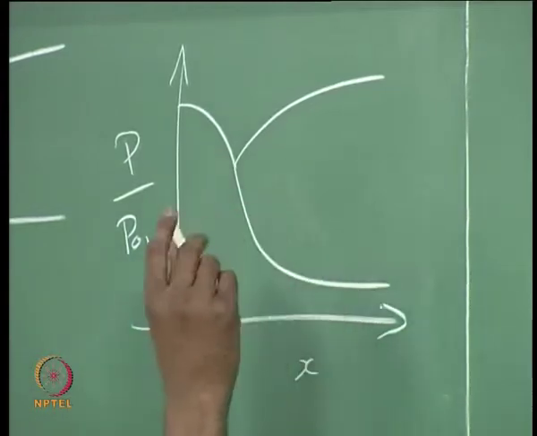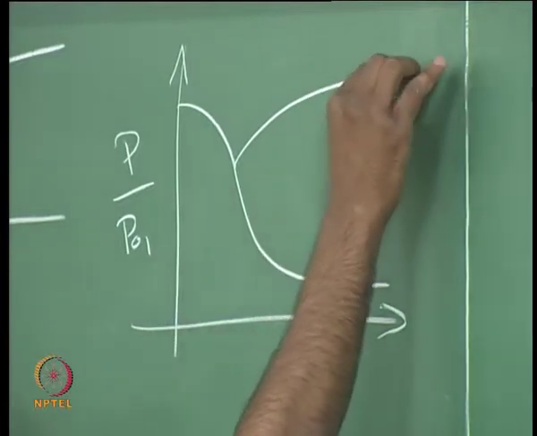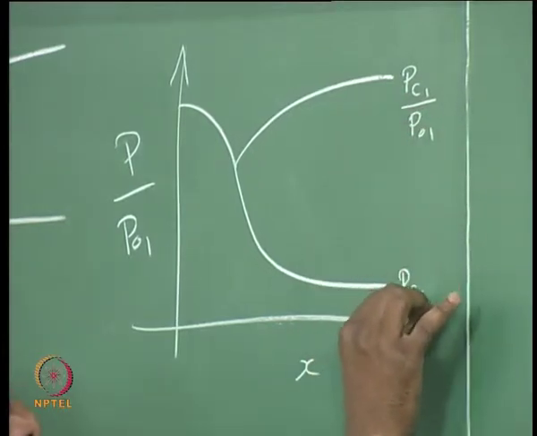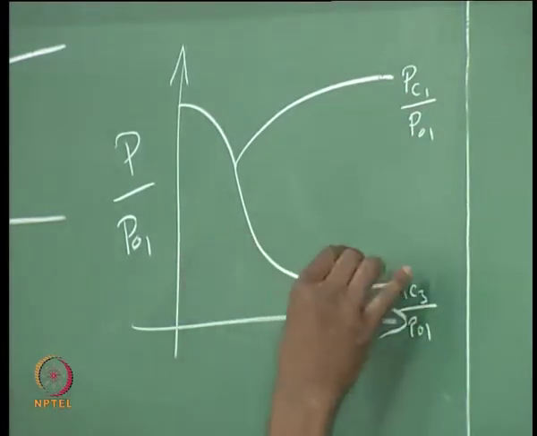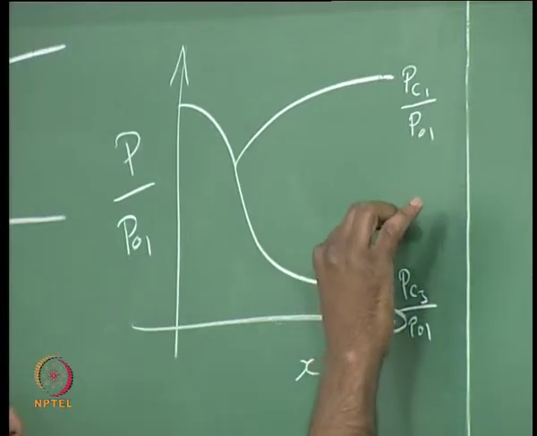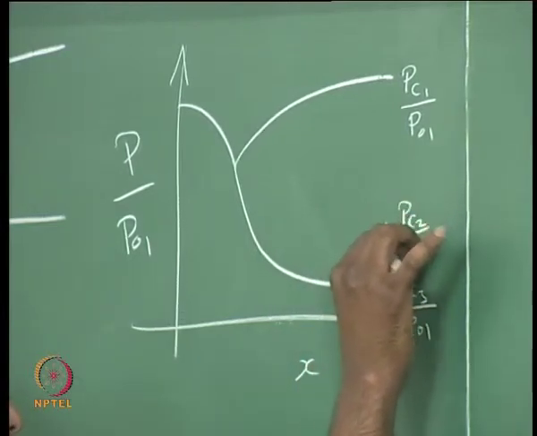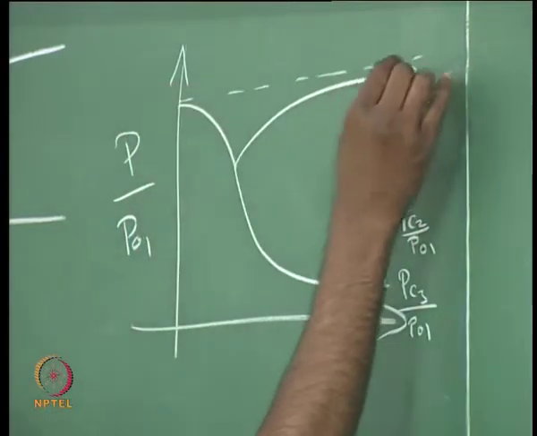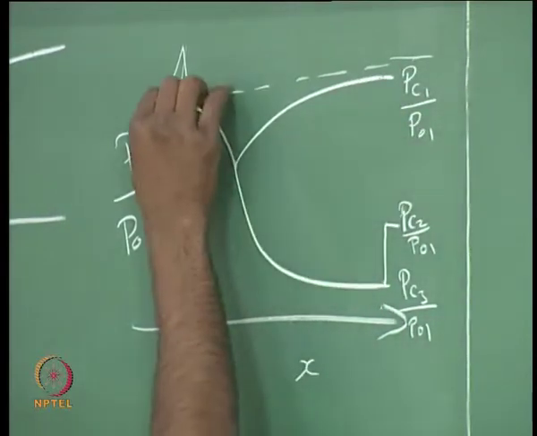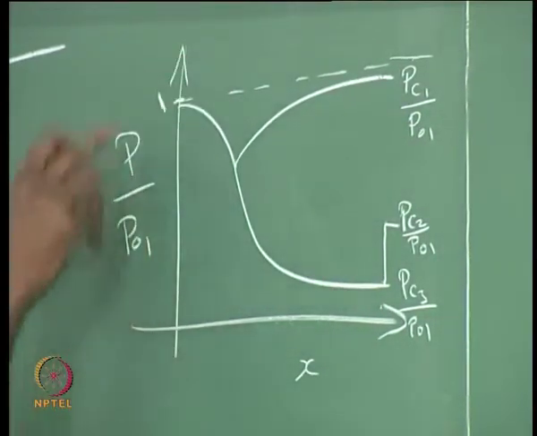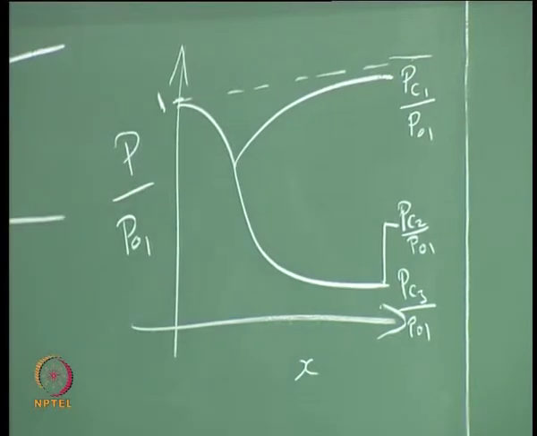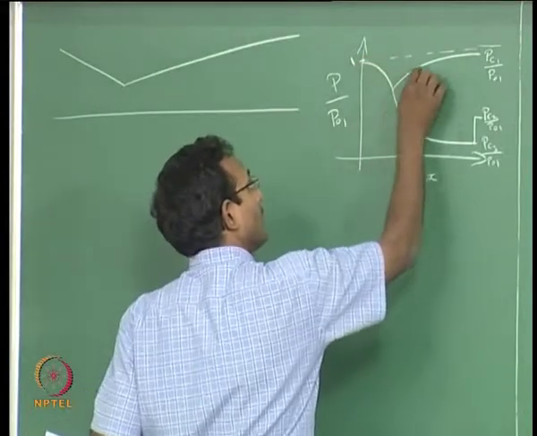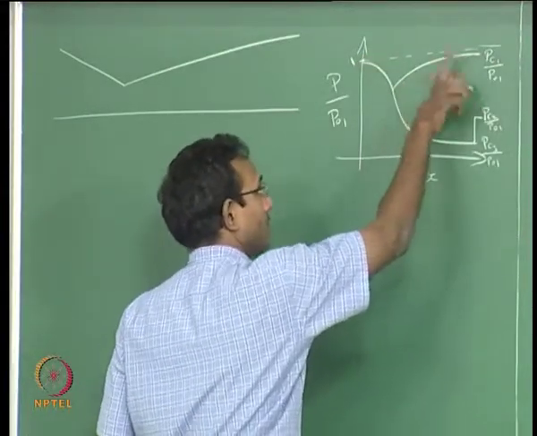These are easy problems to solve, and you know that this is going to reach up to P critical 1 by P naught 1, P critical 3 by P naught 1, and if there is a shock at the exit, then I get P critical 2 by P naught 1. And P naught is somewhere there. That is your P naught, P equal to P naught, so it is P by P naught equal to 1, that particular condition. These are the cases.